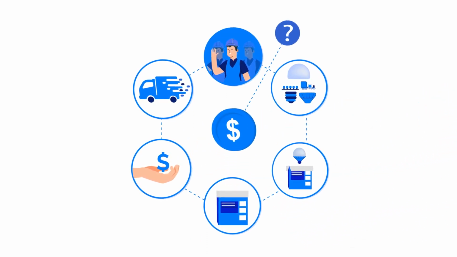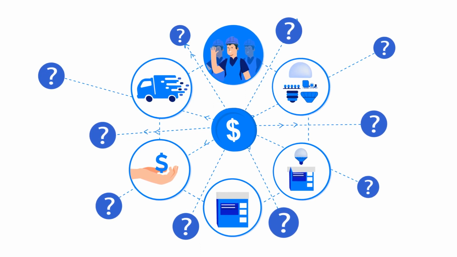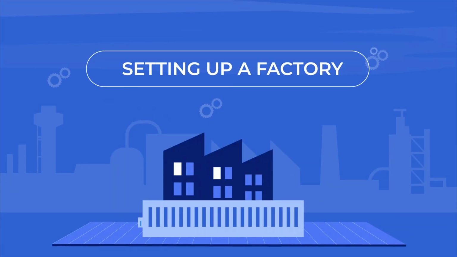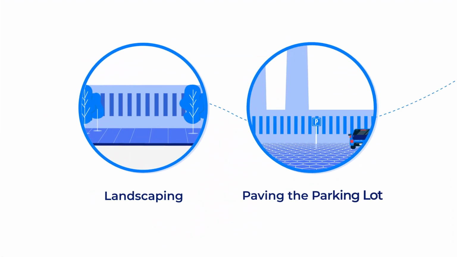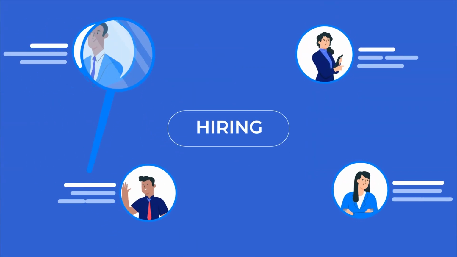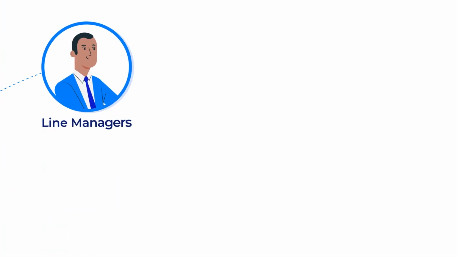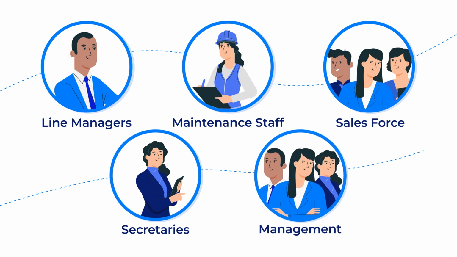But if we take a bigger view, we see a different picture of costs. A lot of work goes into our light bulbs even before we start manufacturing on the factory floor. First, we had to buy land and build a factory. Then we had to outfit the factory, buying machines, office furniture, even taking care of the landscaping and paving the parking lot. Once the building and equipment was taken care of, we had to hire all the other people in the company, including line managers, maintenance staff, sales force, administrative staff, and management.